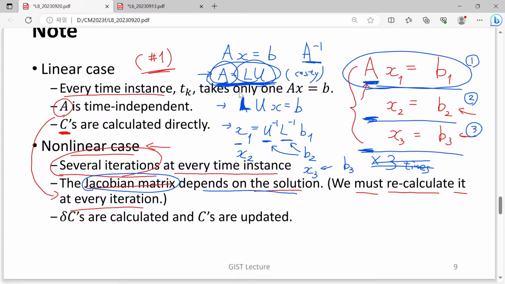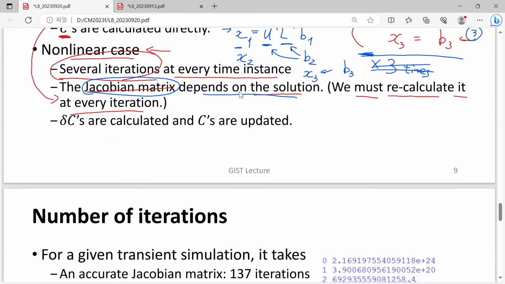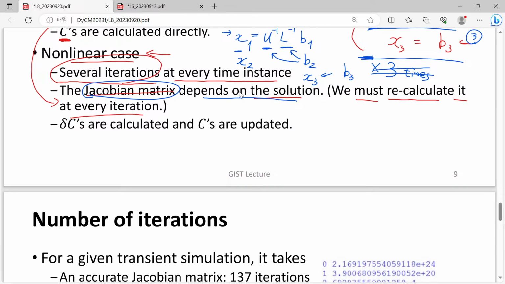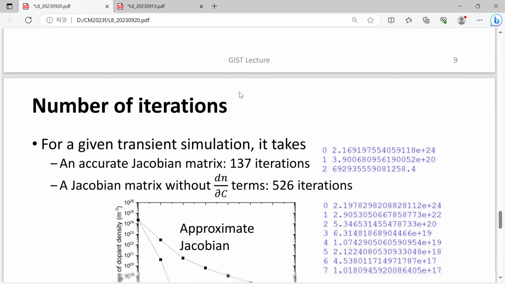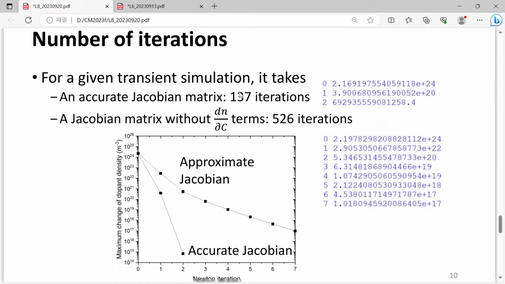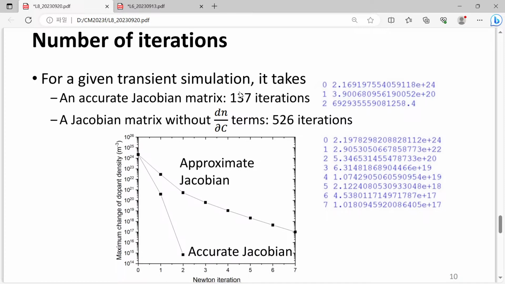Okay, so please understand these difficulties. But since nonlinear problems are everywhere, we should prepare ourselves to solve nonlinear equations. So I have prepared this slide for your reference.